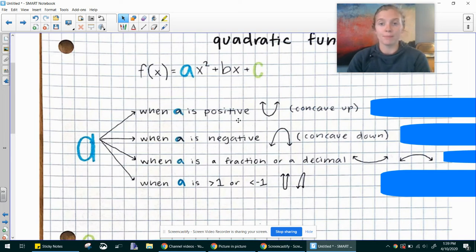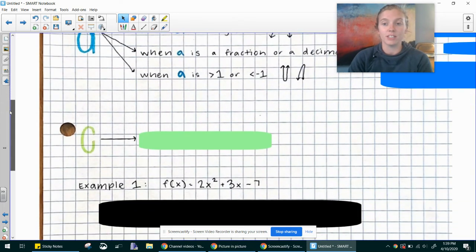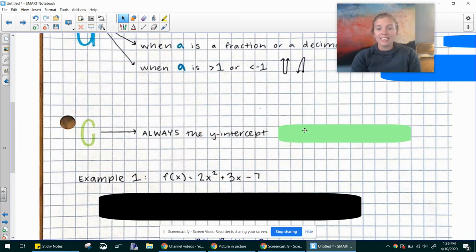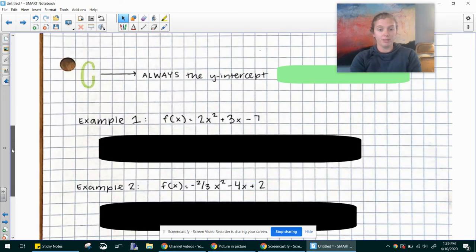The other important thing that changes the shape of our graphs is the c value. So let's look at what that c value does. The c value always does the exact same thing. Our c value is always the y-intercept of our graph. Between these two facts, we can make a lot of predictions about the way a graph is going to look. So let's look at two examples.